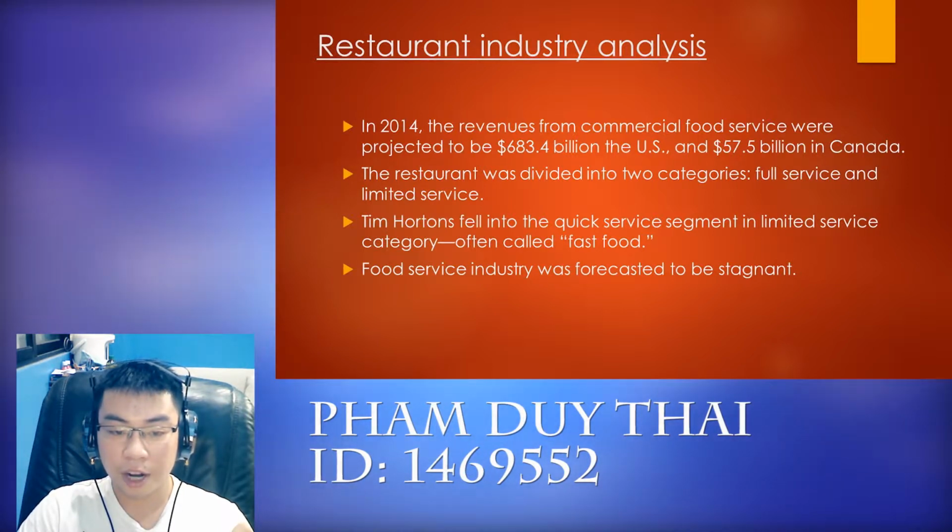The restaurant industry in North America was divided into two categories, full service and limited service. Full service includes family, casual and fine dining, where patrons would be seated and food was ordered at the table. Customers paid after eating.